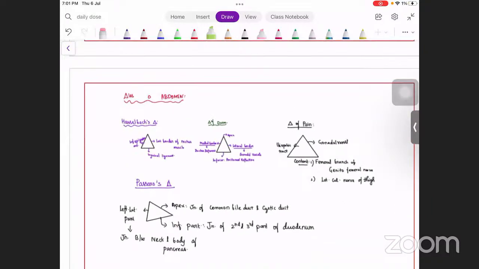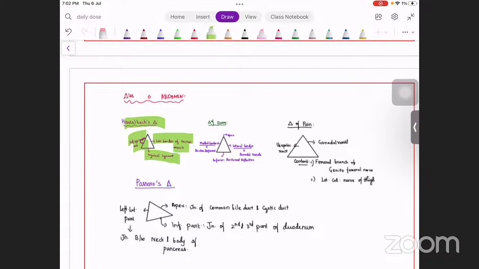Apart from that, you may have the important triangles of your abdomen. Speaking about the important triangles of your abdomen, the first triangle is Hesselbach's triangle. The medial border is formed by the lateral border of your rectus abdominis muscle, while the inferior border is formed by the inguinal ligament, while the lateral border is formed by the inferior epigastric artery.